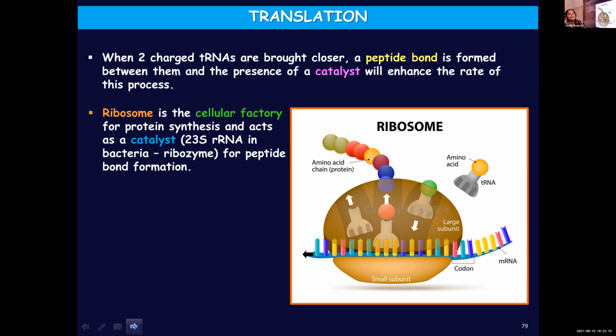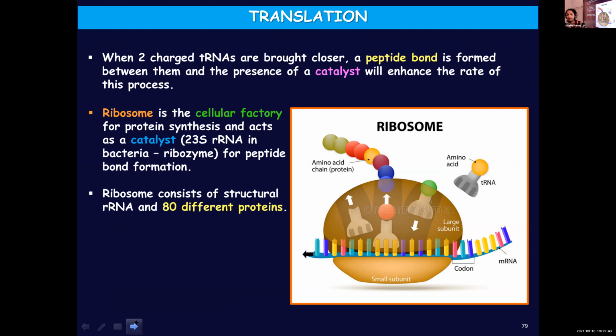You have learned in class 11. No need to worry about that. It is a sedimentation coefficient. 23S ribosomal RNA, in bacteria, acts as an enzyme and you call it a ribozyme, and it will promote peptide bond formation. And a ribosome has ribosomal RNA and so many proteins. So 80 different proteins and ribosomal RNA are present in a ribosome.